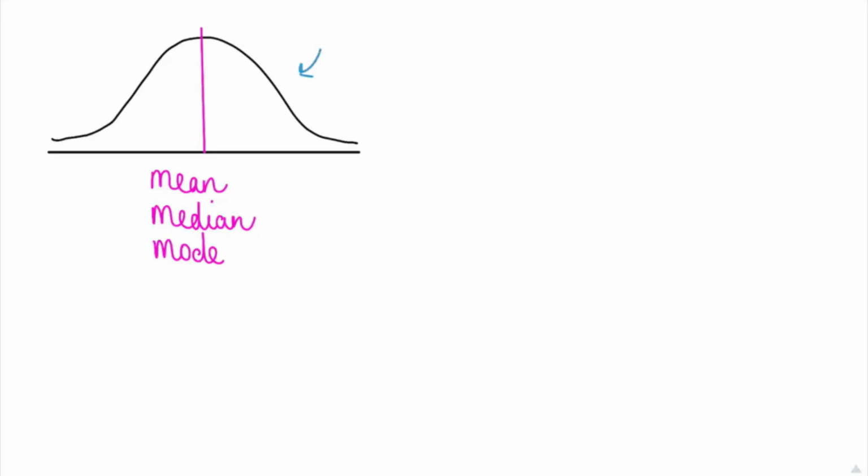In this video, I'm going to be teaching you all about skewed and symmetric distributions and how we can locate the mean, median, and mode with ease. Here we have a bell curve. This curve is considered symmetric, which means that each side is the mirror image of the other.